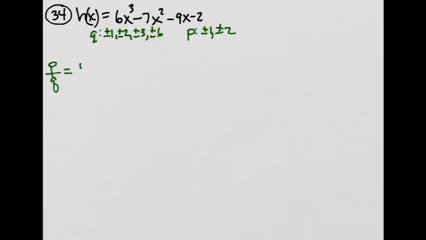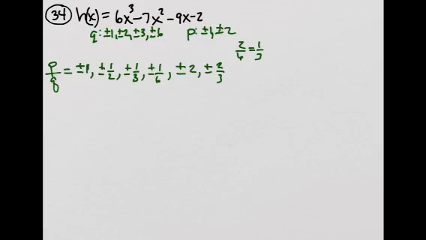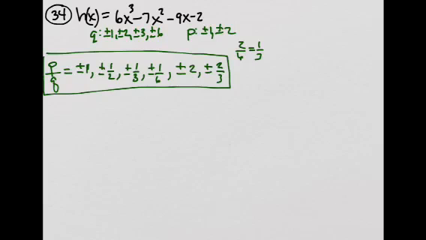So 1 over 1 is 1. 1 over 2 is 1/2. 1 over 3 is 1/3. And 1 over 6 is 1/6. Then I take the 2, this one right here, and I'm going to put it over this, this, this, and this. So 2 over 1 is 2. 2 over 2 is 1, and it's already there. And then 2/3. And 2/6 is 1/3, right? When you reduce 2/6, it's 1/3, so it's already there, so I'm not going to write it again. So here's my list of possible rational zeros. Okay, so that's the first part of the question.